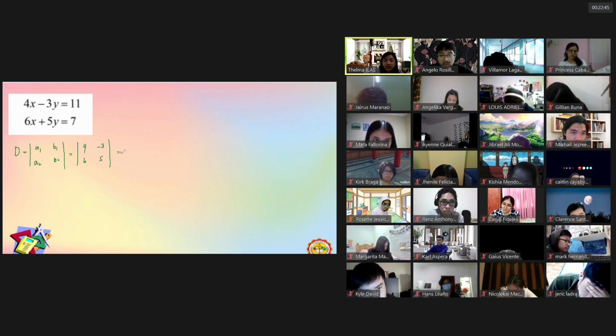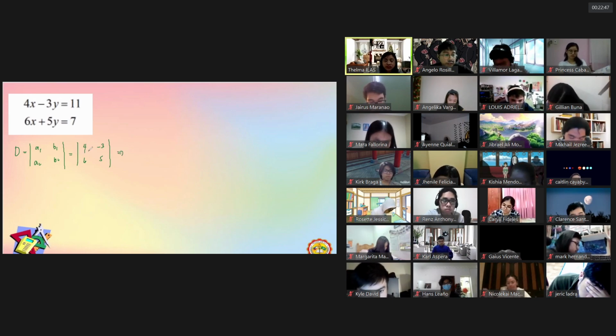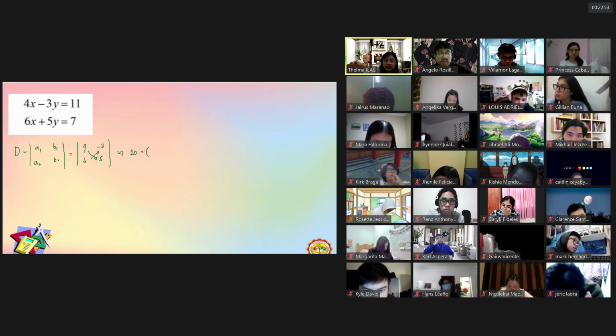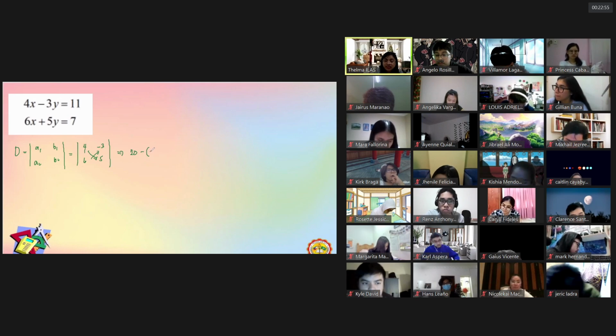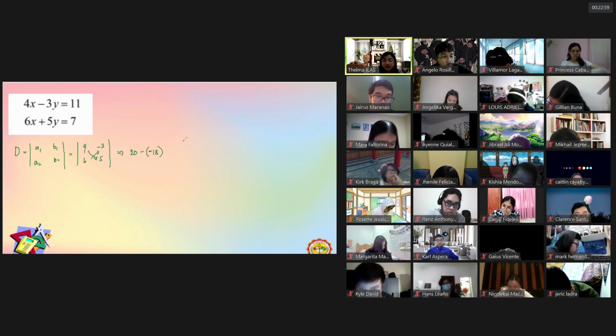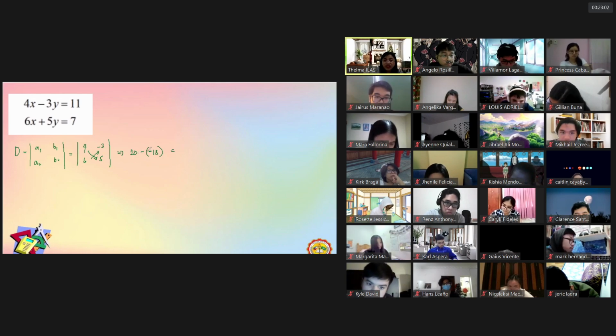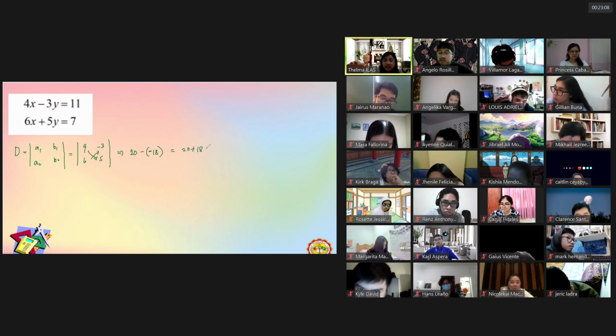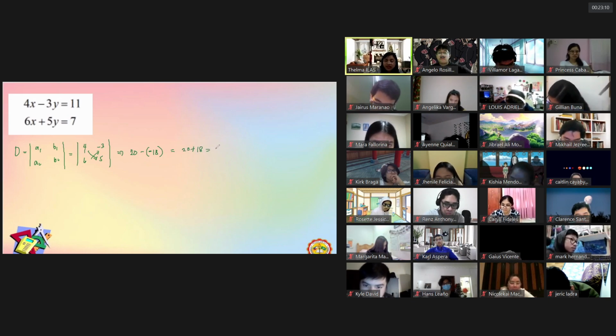Okay, then do your determinants. That's 4 times 5 is 20. 6 times 3 is negative 18. Remember that the formula is negative and this is negative. Careful kayo doon ha, especially pag negative. So 20, negative, and negative will give us positive. So that's 20 plus 18. And so the determinants is 38.